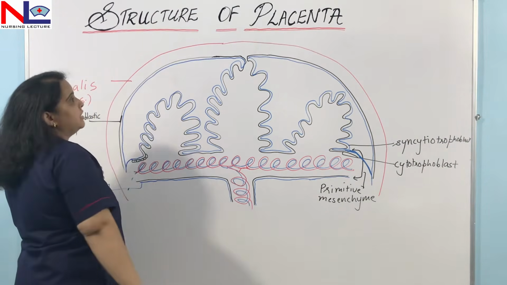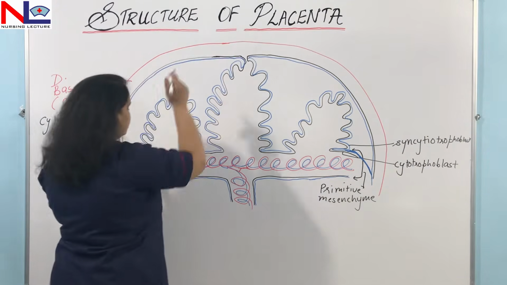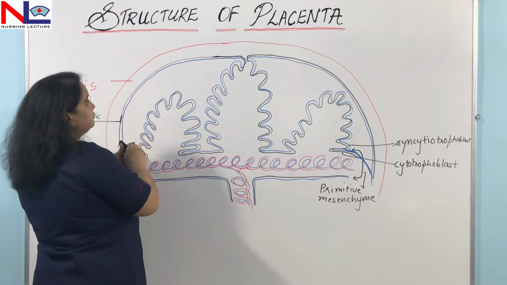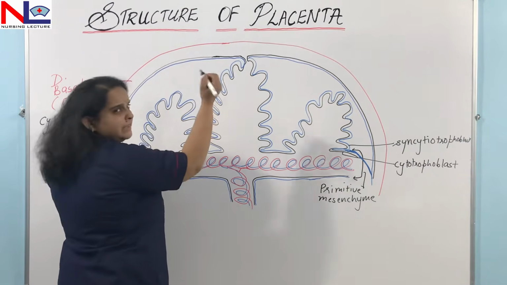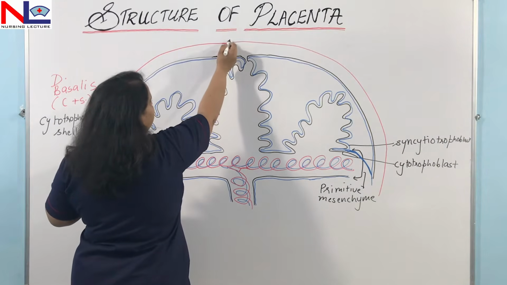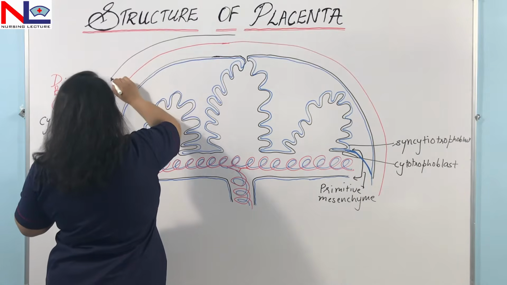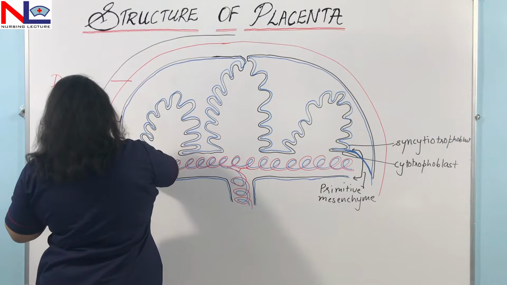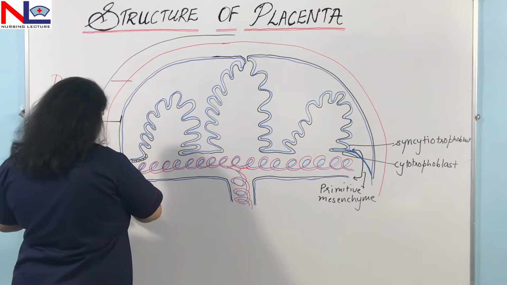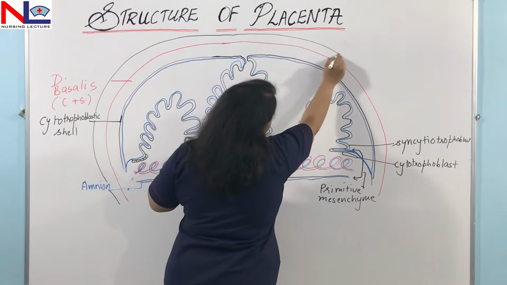So here it is the basalis, and outer to this is one thin layer, the stratum basale of the endometrium, and outer to that is the muscular layer of the uterine wall, the myometrium. So here it is the myometrium.